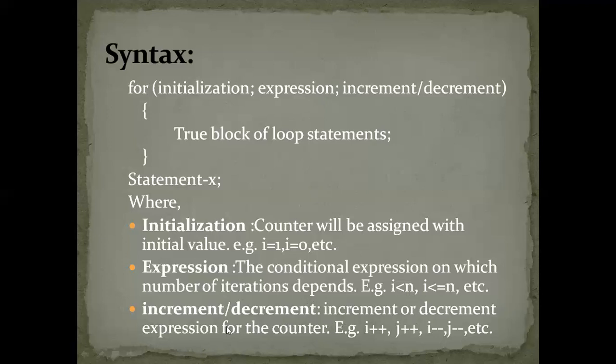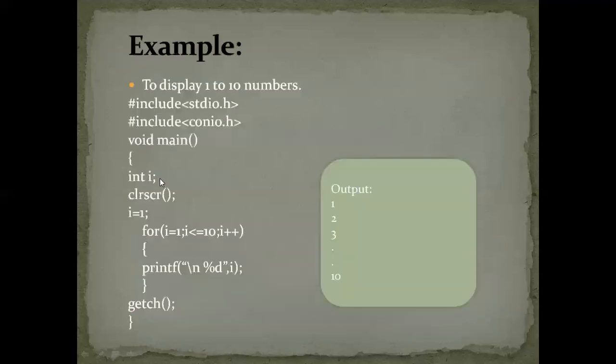Here, the increment or decrement expression for the counter: if it is an increment, that is i++; if it is a decrement, then i--. We have taken one more variable, that is j++, j--. So this is the syntax for the for loop. We'll see one example for the for loop, to display the numbers 1 to 10.